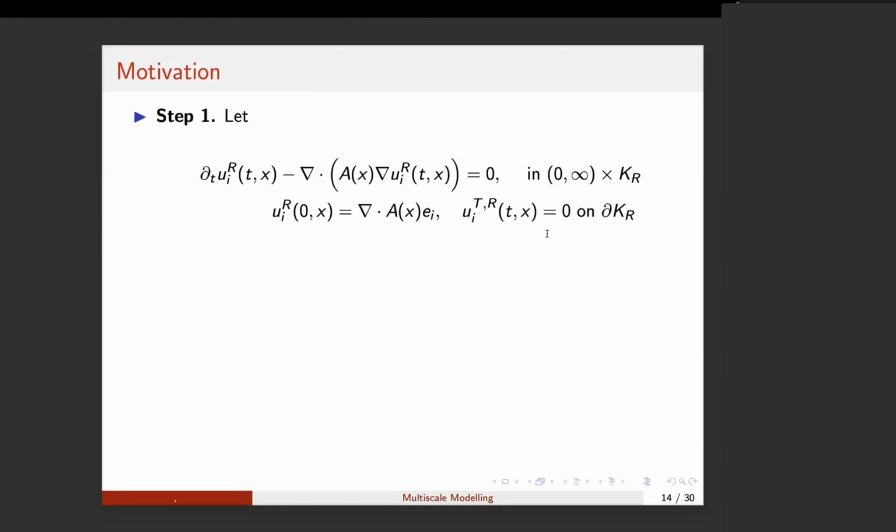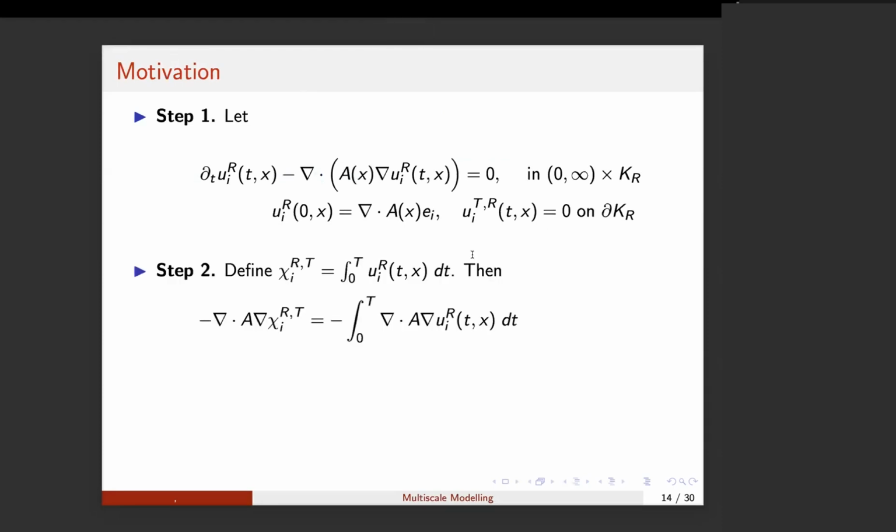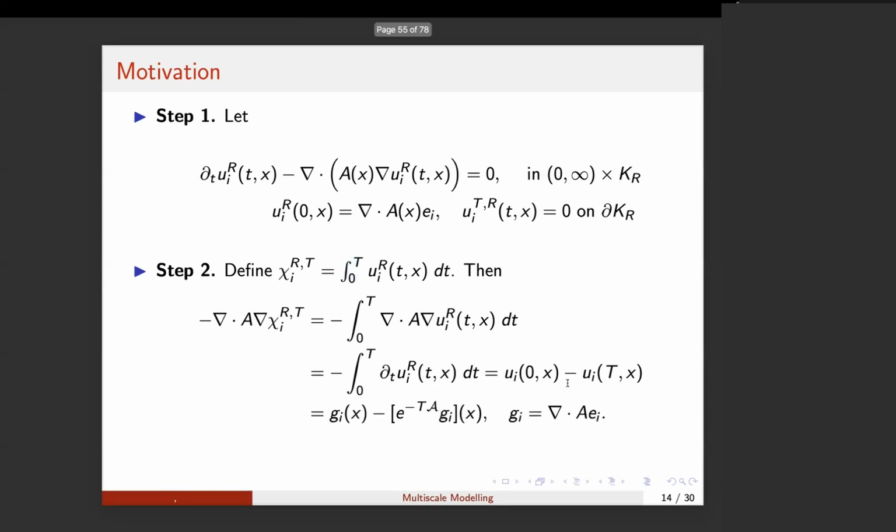So let's go to the motivation now. Suppose that we are given the following parabolic PDE. Now I define chi to be the integral from 0 to t of the solution u. Applying this integral operator, if we apply the elliptic operator to chi, we can use the PDE and find that the elliptic operator acting on chi is equal to u(0) minus u(t). But u(0) was given as divergence of A, and u(t) is given as exponential of minus tA times g.